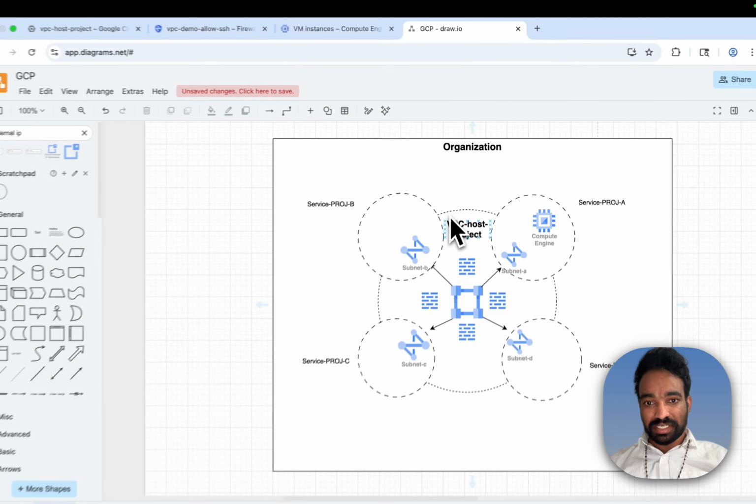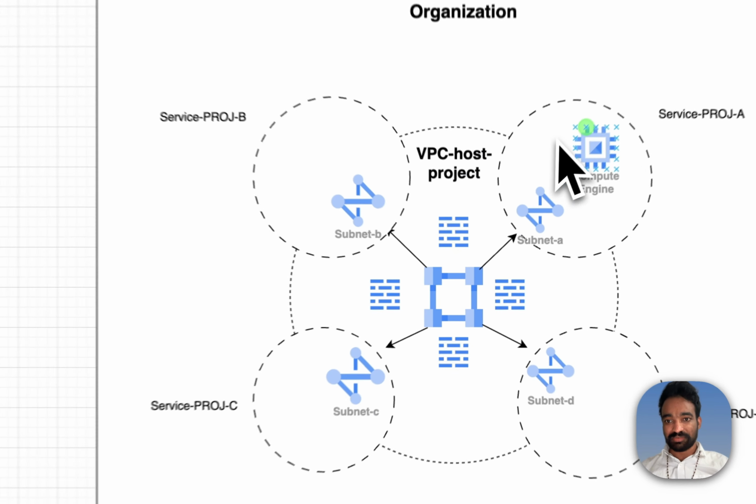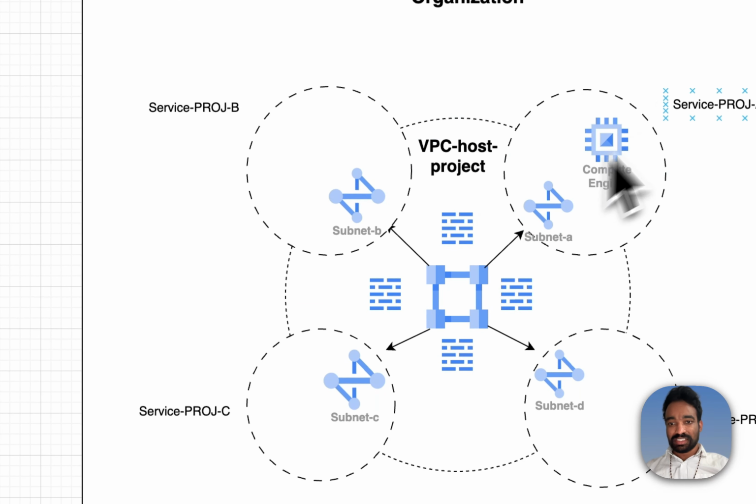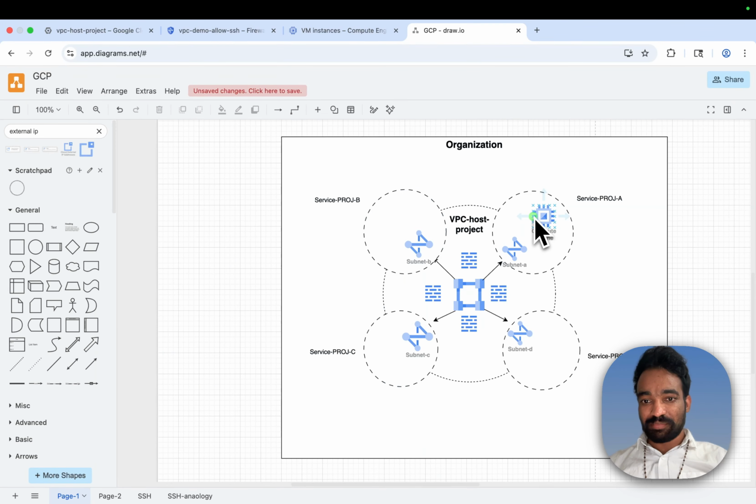We have reached a point where we created a VPC host project, we created a service project. We have shared a subnet from the host project to the service project and created a compute engine instance and tried to SSH into it. We were not able to SSH into this compute engine VM. And we are going to create another VM with an external IP and try to see if we can SSH into it or not.